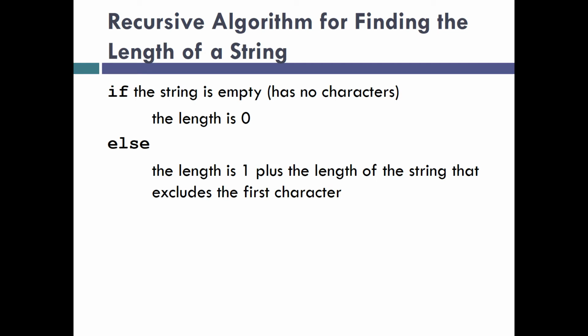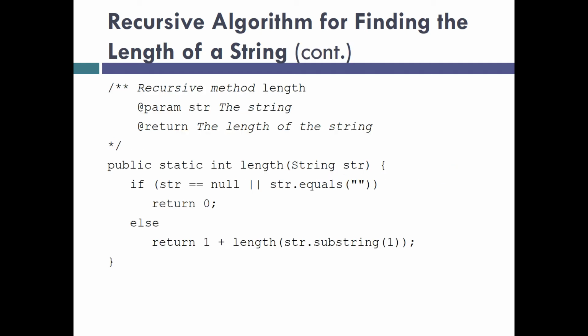Okay, so a recursive algorithm for finding how long a string is, right? Here we have to come up with a base case and a recursive case. The base case is if the string is an empty string, if it doesn't have any characters, then the length of the string is 0, right? Otherwise, the recursive definition is that the length of the string is 1 plus the length of the rest of the string. It's 1 for the first character, and then the length of all the other characters but the first.